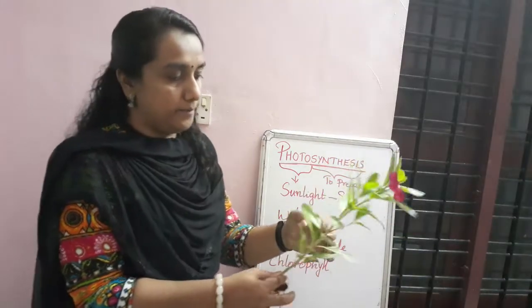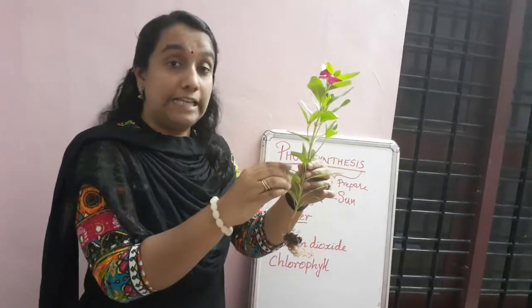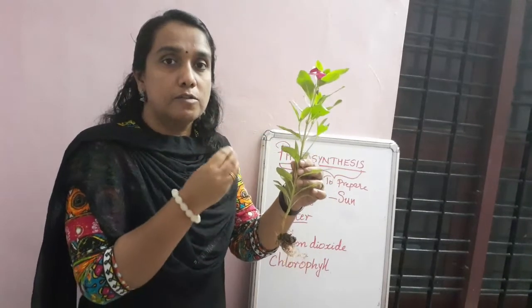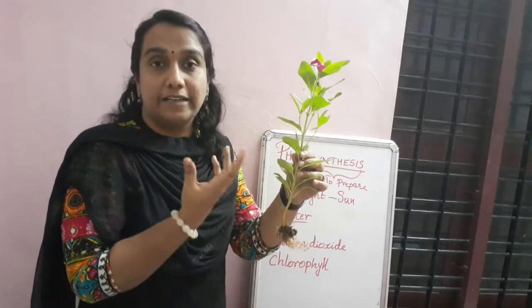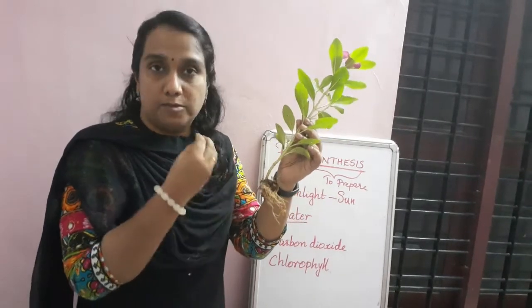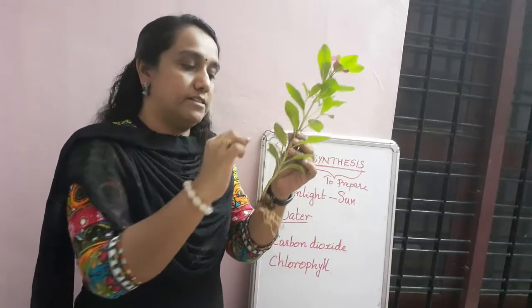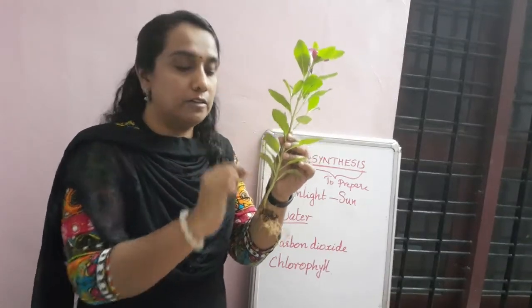So you can see different parts of the plant. Roots, leaves, flower. So how does the plant get water? It is through the roots. Roots will absorb the water and minerals from the soil. So the plant will get the water through the roots.